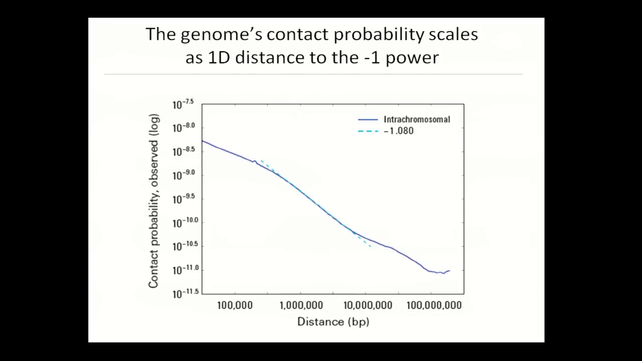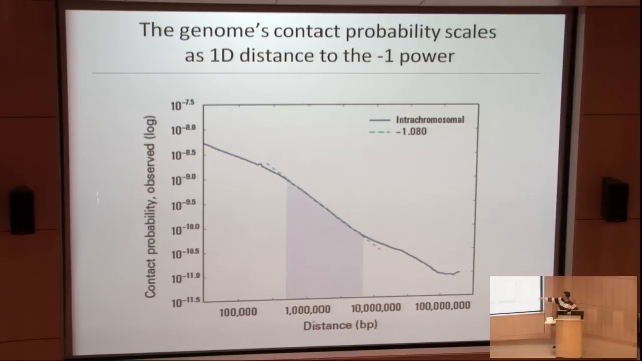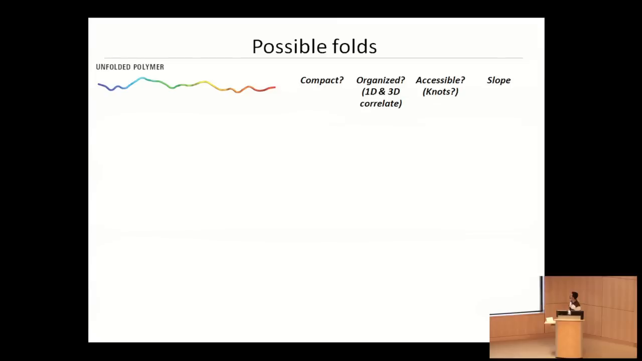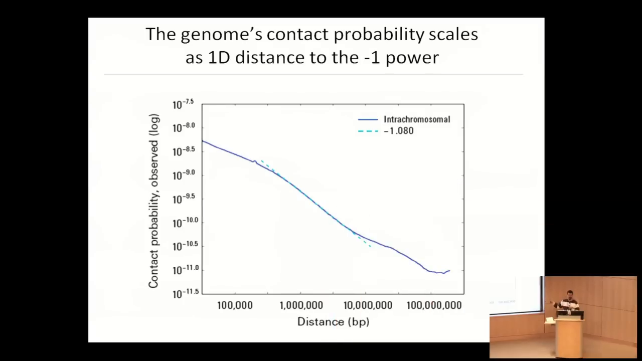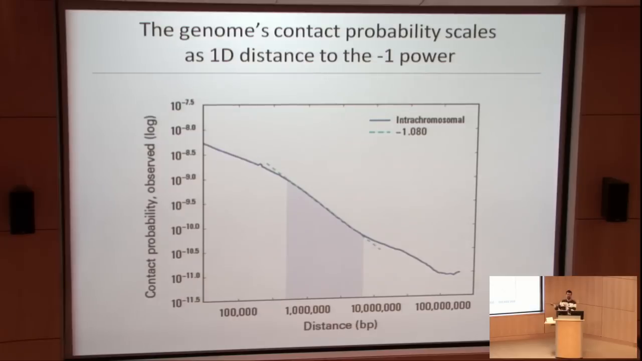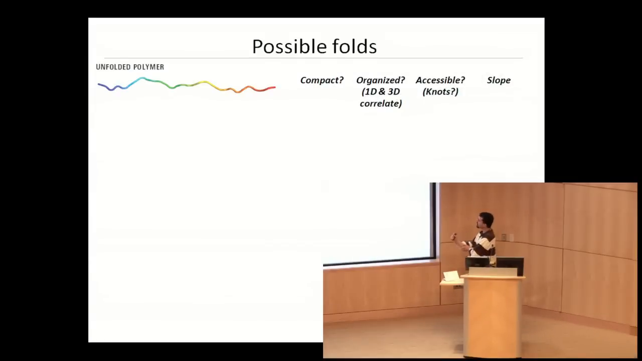So we can do this for the human genome. We can plot contact probability, the likelihood that two pieces of the genome are touching, as a function of how far apart the two pieces of the genome are. And it turns out that this scales in a very characteristic way with approximately -1. And that's a diagnostic, right? So the fact that this is a line is interesting. The slope of the line is potentially a diagnostic for what the underlying fold is. So let me tell you how you can actually use this.